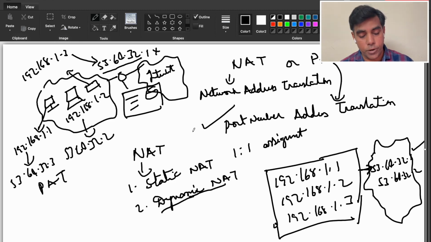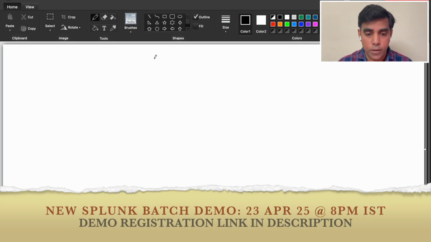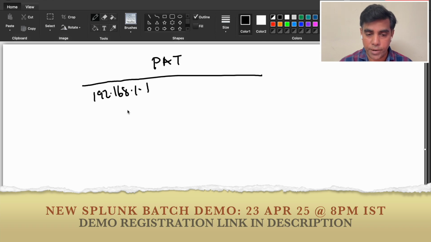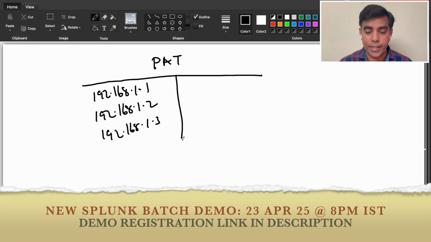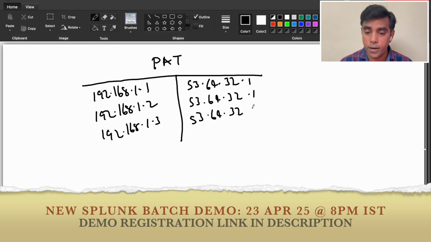So what does port address translation do? Let me delete this one. So for PAT, what are the IP addresses we have? 192.168.1.1, private IP addresses, 192.168.1.2, 192.168.1.3. For each private IP address, it will allocate the public IP address 53.64.32.1, and here also 53.64.32.1. This is the IP address that we are allocating, but on different port numbers. Each and every computer in your network will have the same public IP address, but with different port numbers. Say 6001 is the port number for this one, 6002 for this one, and 6003 for this one. Likewise it will be allocating.